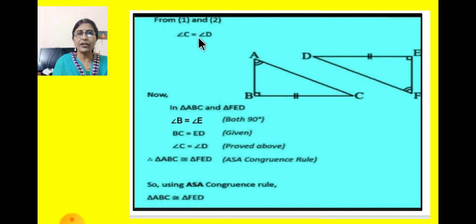And then just now we got angle C is equal to angle D. So we will write angle C is equal to angle D, proved above, just now we have proved. So it is angle side angle. So therefore triangle ABC is congruent to triangle FED by the ASA congruence rule. So by using the ASA congruence rule, we can prove that triangle ABC is congruent to triangle FED.